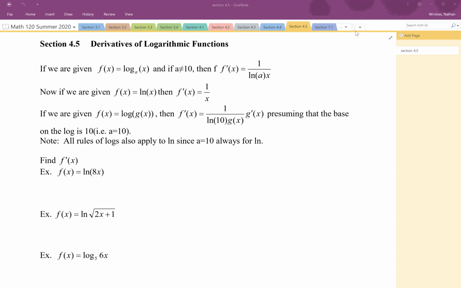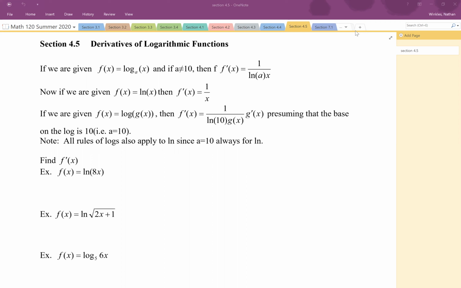is not equal to 10. If a is equal to 10, this is our basic logarithmic function, and it's going to have special rules and everything. So if it's not equal to 10, then our derivative f prime of x is equal to 1 over the natural log of our base a times x.